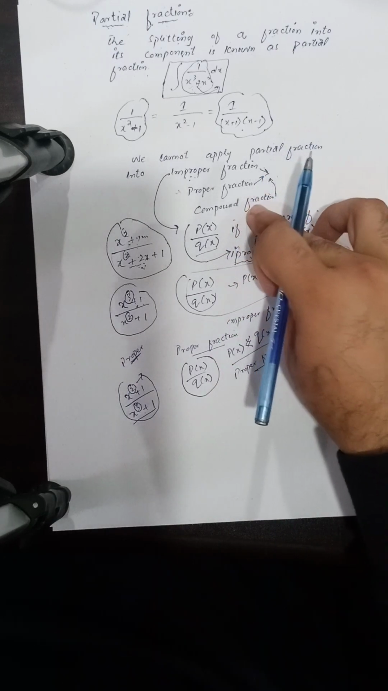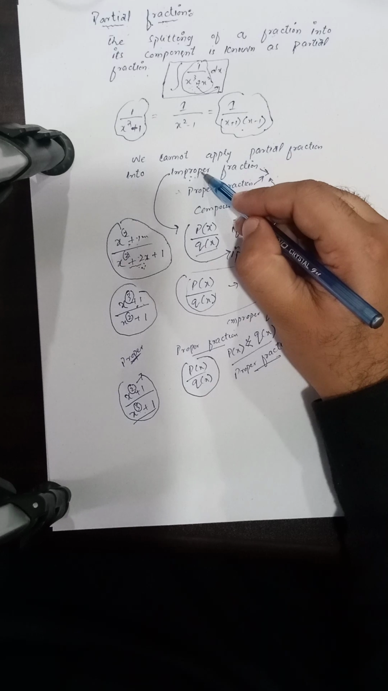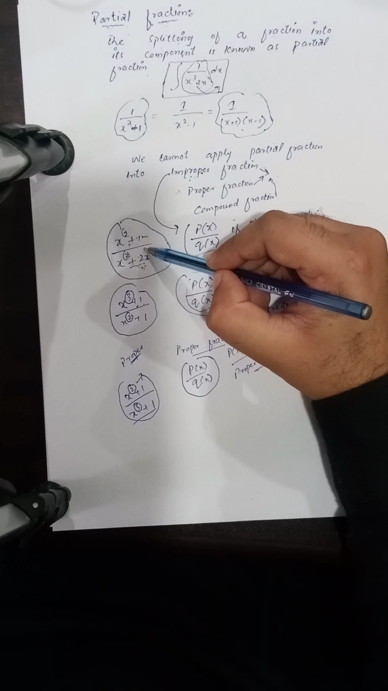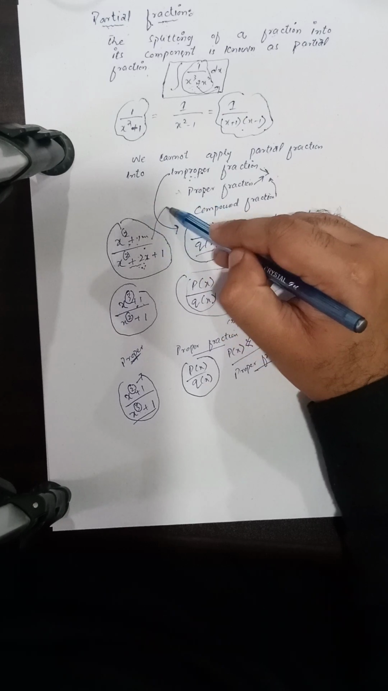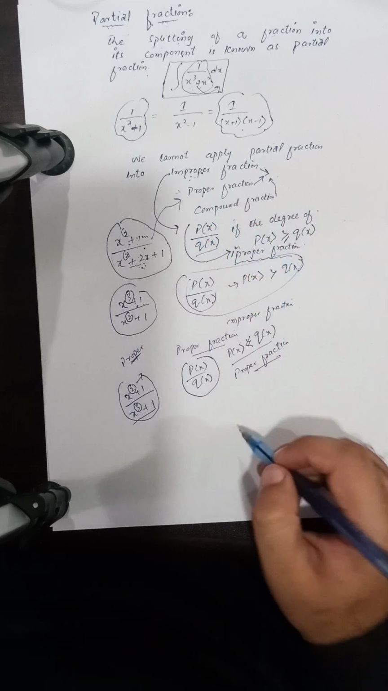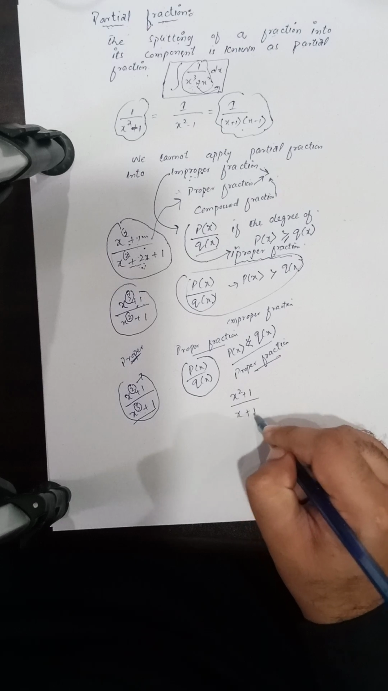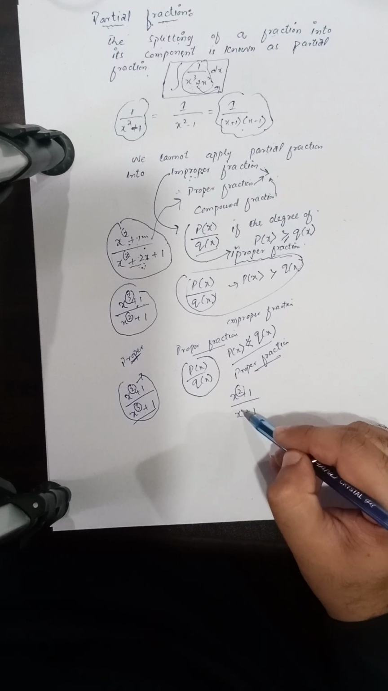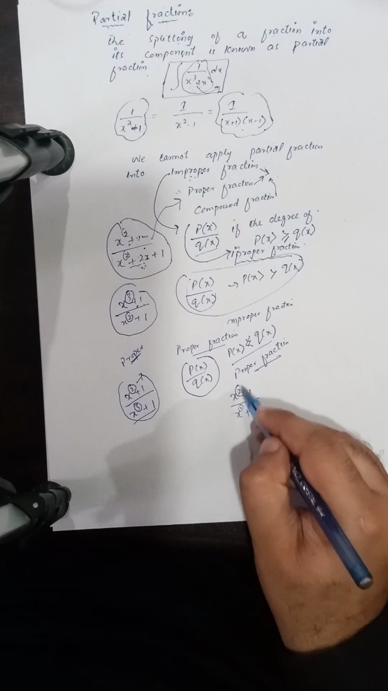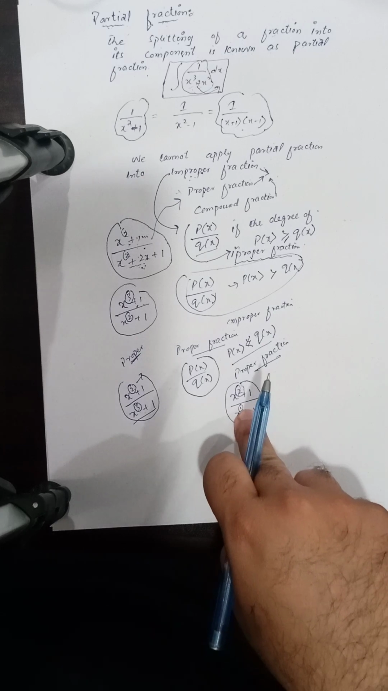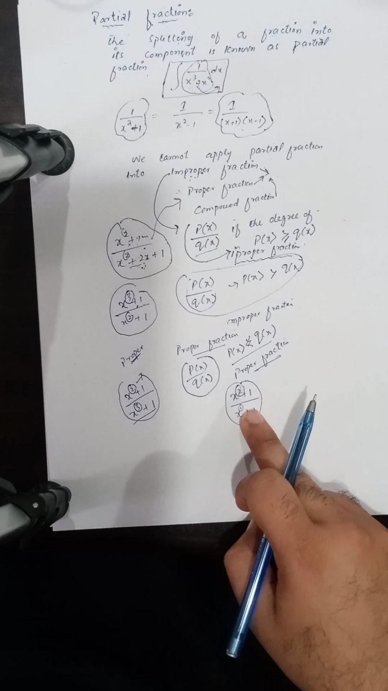For an improper fraction, we can change it to a proper fraction by the long division method. If someone gives us an improper fraction, then we will transform it to a proper fraction by long division. For example, x square plus 1 divided by x plus 1. The degree of the numerator is greater than the degree of the denominator, so this is an improper fraction. So we will first transform this fraction into a proper fraction by long division.